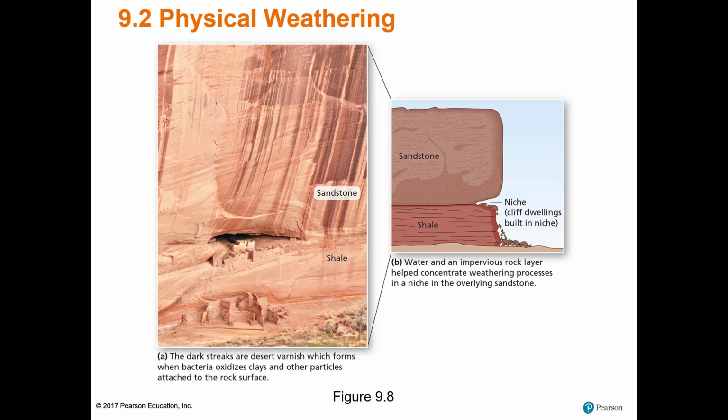So you can see in this example here on the left, we've got dark streaks, desert varnish, and this happens when bacteria oxidizes clay and other particles that are attached to the rock surface, and that's why we get all of that variation in color that you can see here. And then on the right is showing you the water and impervious rock layer, how it concentrated the weathering process and formed out that niche where the cliff dwellings were built.